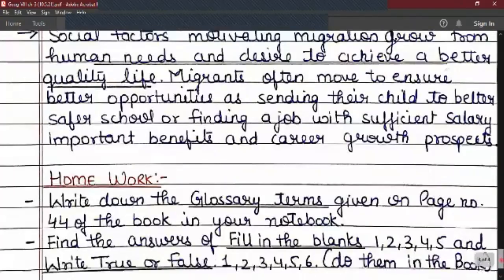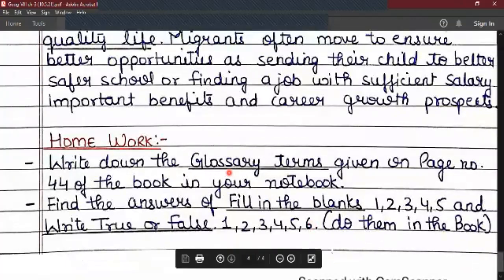Now your homework is you have to write down the glossary terms given on page number 44 of your textbook in your notebooks. Second, find the answers of fill in the blanks, question number 1, 2, 3, 4, 5, and write true or false. That is again all the questions. And you have to do them in your books only.